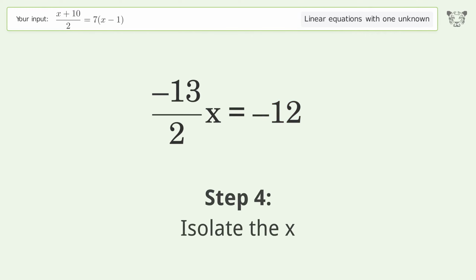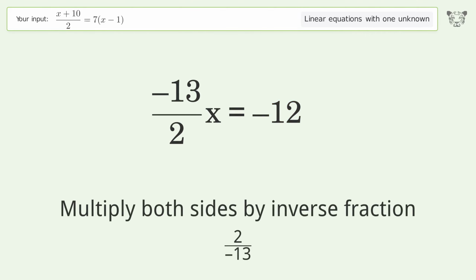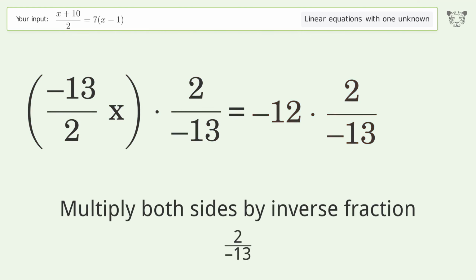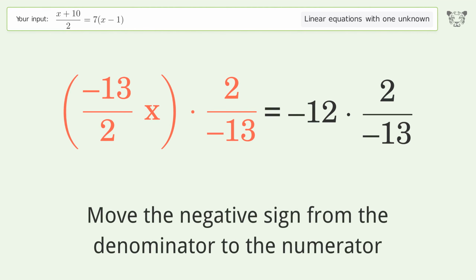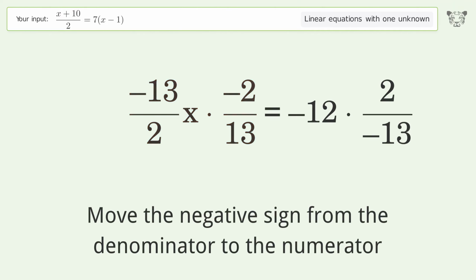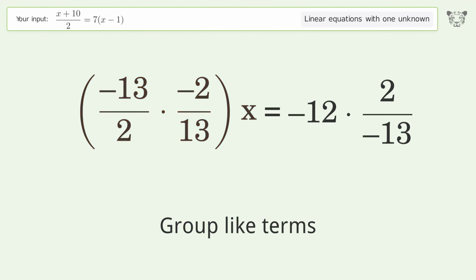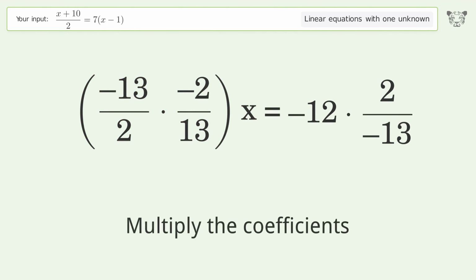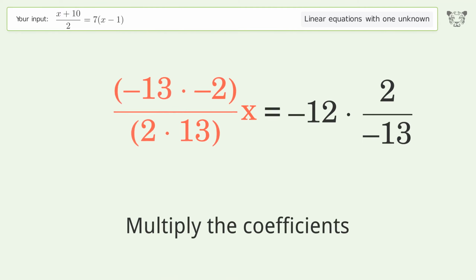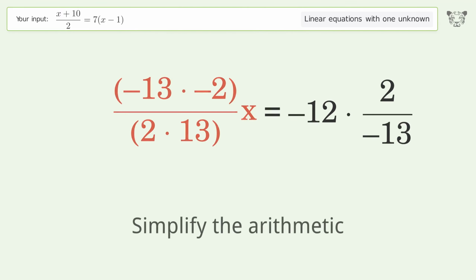Isolate the x. Multiply both sides by inverse fraction 2/13. Move the negative sign from the denominator to the numerator. Group like terms. Multiply the coefficients. Simplify the arithmetic.